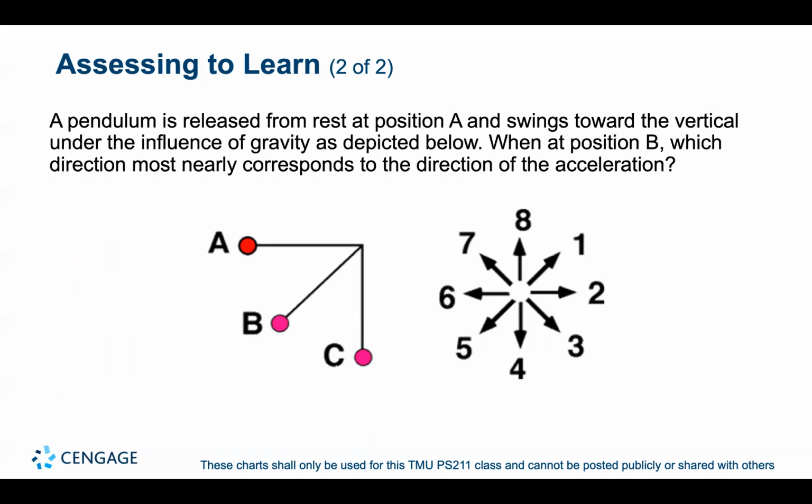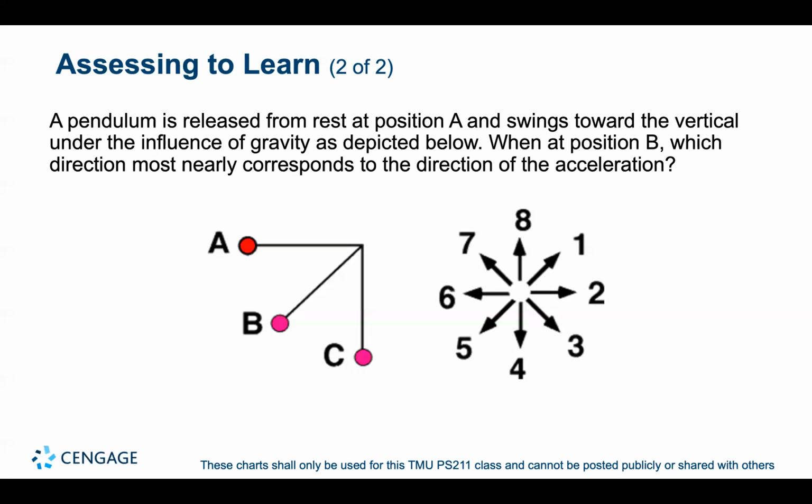A pendulum is released from the point at position A and swings towards the vertical under the influence of gravity. It's depicted below. When at position B, which direction most nearly corresponds to the direction of the acceleration? So what we're trying to do is develop an understanding of the vector nature of acceleration in curvilinear motion, as we would see in a pendulum.